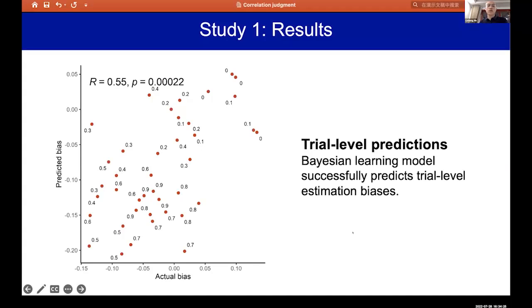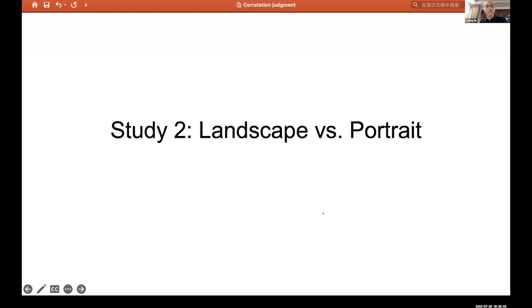We also evaluate the predictive accuracy of the Bayesian learning model at the trial level. On the x-axis over here, we have the actual bias for each stimulus. There are 40 data points over here, and they represent each of the 40 scatter plots. On the y-axis is the bias predicted by the Bayesian learning model for each of the scatter plots. So at the trial level, we show that the model can predict estimation bias pretty accurately. And that's study 1.